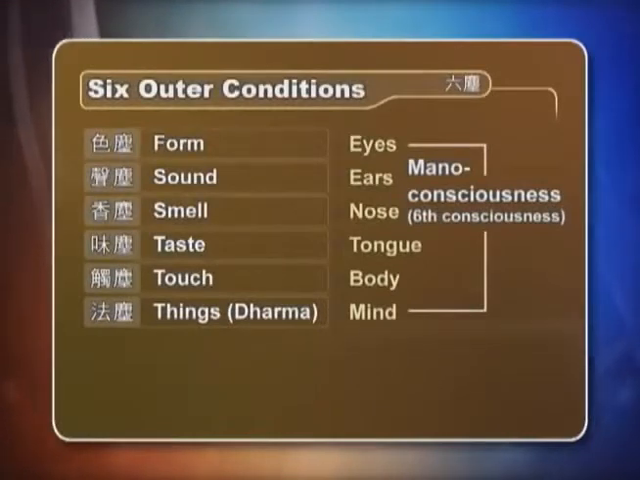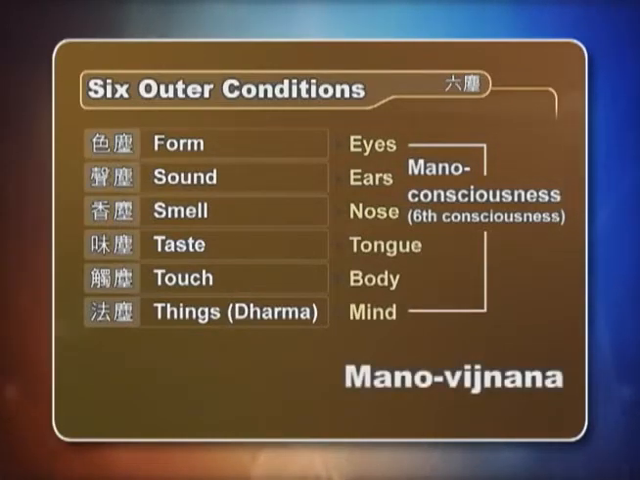Now, the next, which is the sixth stage of training yourself in samatha, is pacification. What is pacification? Pacification deals not just with the front end consciousnesses. It deals with the mono consciousness, which is the sixth consciousness. We call it the mono consciousness. Or in the Sanskrit language, it's the mano vijnana.